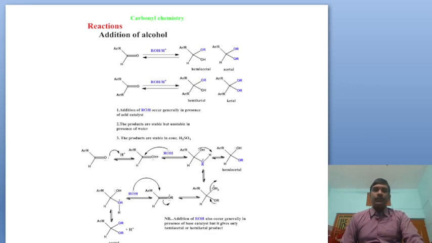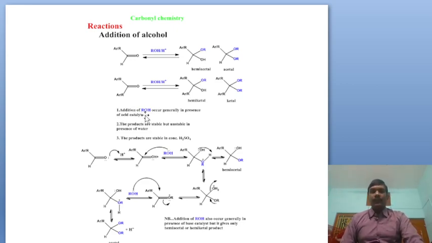The next reaction is addition of alcohol. The addition of alcohol to an aldehyde will give hemiacetal and acetal. In hemiacetal, one OR group, that is one alkoxy group, is added, and in acetal two alkoxy groups are added here. For ketonic compounds, if one single OR group is added, it will produce hemiketal, and if two OR groups are added, it will form ketal.